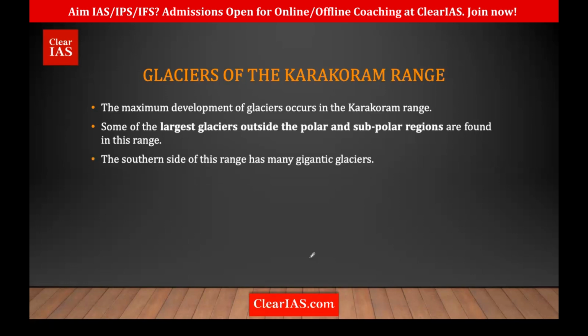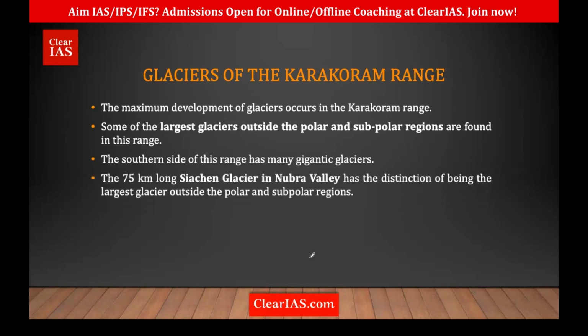Mainly on the southern side are these gigantic glaciers. Most important is the Siachen Glacier in Nubra Valley. Where is Siachen? It is the northernmost point of India, now in the Ladakh Union Territory. It is one of the largest glaciers outside the polar and subpolar regions, around 75 kilometers long, and it is in Nubra Valley. So remember the river Nubra.